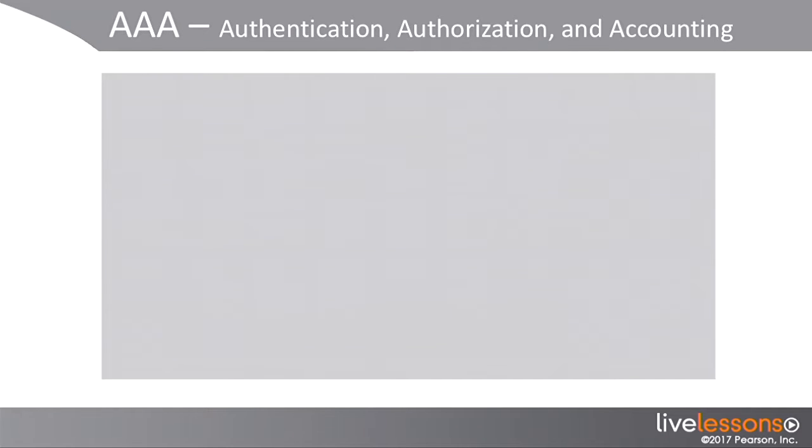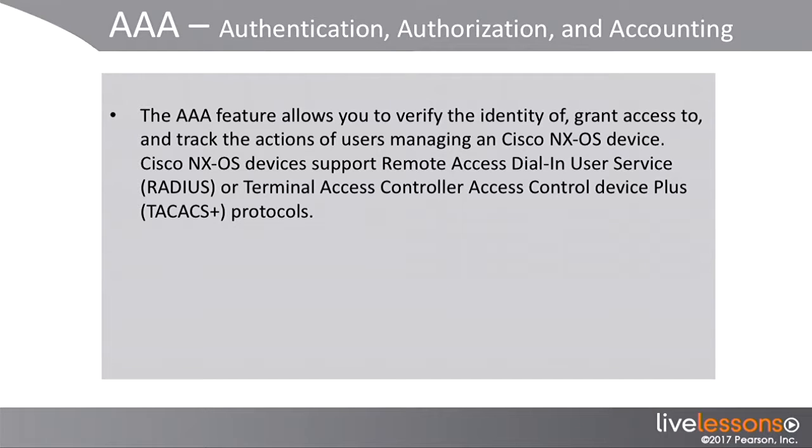AAA, or authentication, authorization, and accounting, is another important feature inside of our data centers. Now that we've assigned users to different roles, we need to be able to keep track of, monitor, and account for how our users are accessing our devices. It's very hard to do that on an individual device-by-device basis. So many times we require a central database that we can authenticate against that will give us authorization and will track who is using which device. And AAA is the feature that allows us to do that.